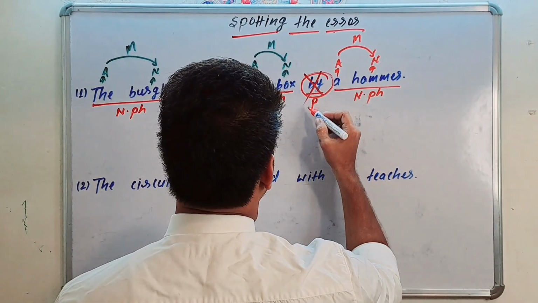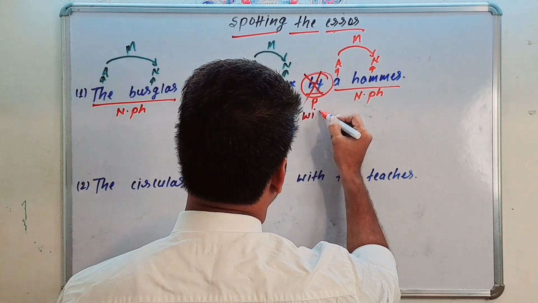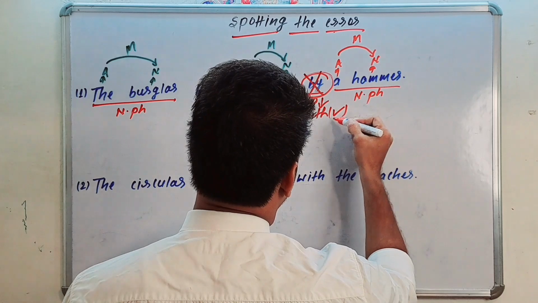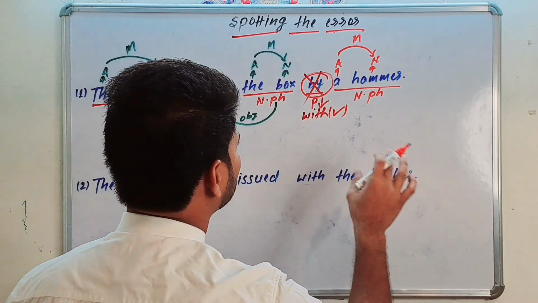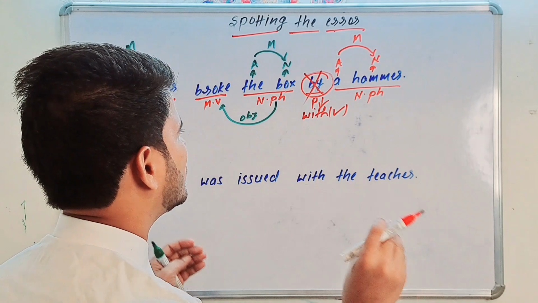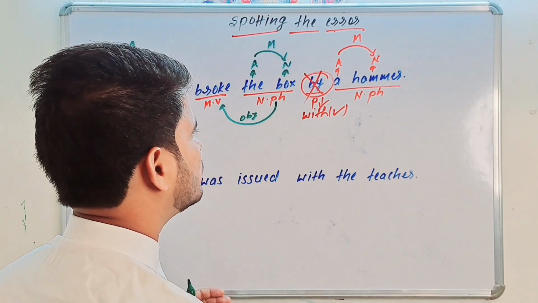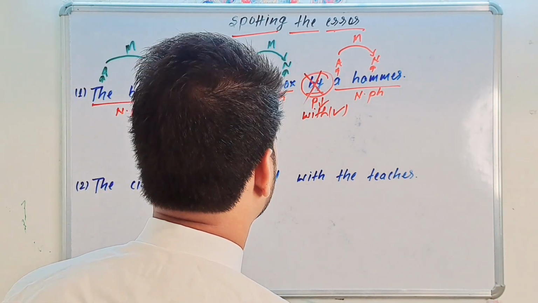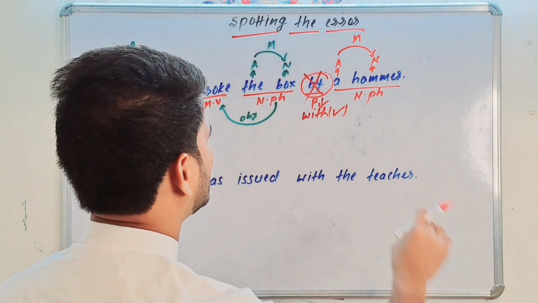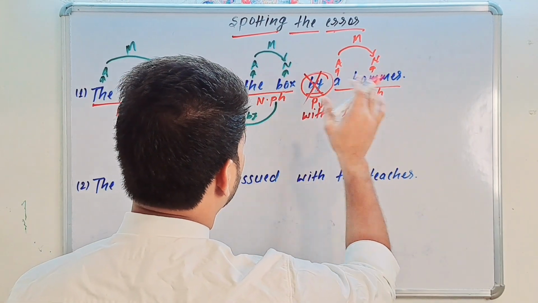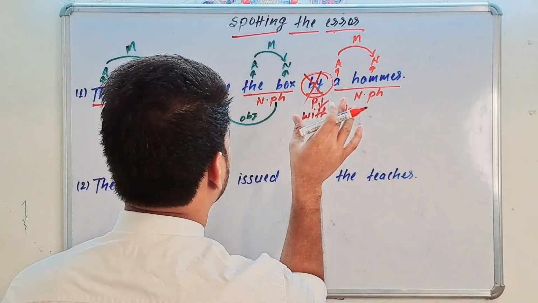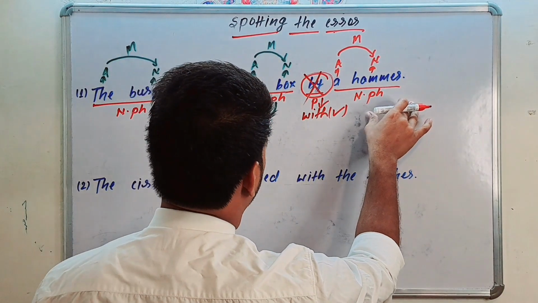Use with in place of by. Okay, this is the right use. Use with in place of by. This is the error part. And as I told you, the preposition by is only used for the doer. That means the subject. The burglar broke the box with a hammer. Don't say by a hammer. The burglar broke the box with a hammer.